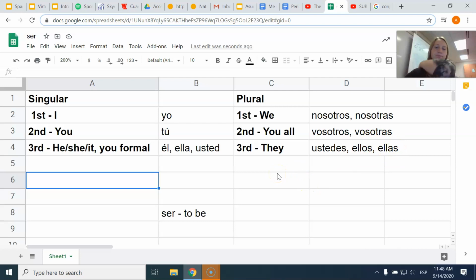So for example, let's say I want to say I go to the store. I would say yo. Or we go to the store. Nosotros. They go to the store. Maybe it's a group of girls. Ellas.